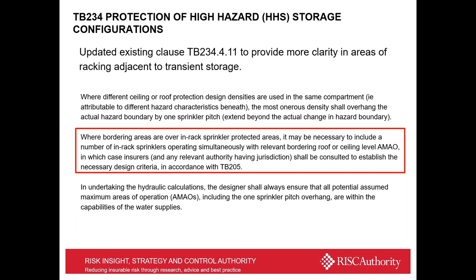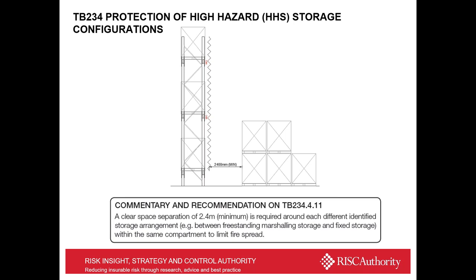There is a new paragraph in the middle there, which confirms this situation that's currently being seen on site. However, there is also the inclusion of the diagram and a commentary and recommendation. But as just described there, should this storage on the right hand side as ST1 block storage be closer than that, the hydraulic calculations for the roof over both systems, roof and rack and roof over transient storage areas, need to take into account the potential for fire spread to the racking and setting off additional sprinklers. So that's a new change there, what we've covered.